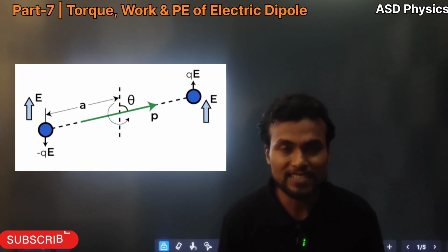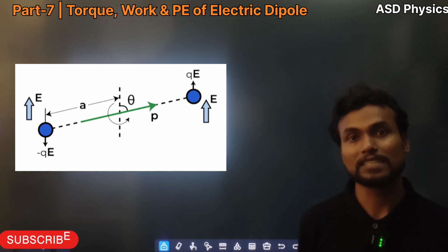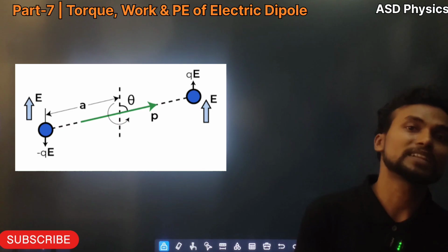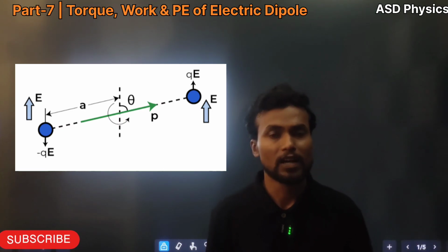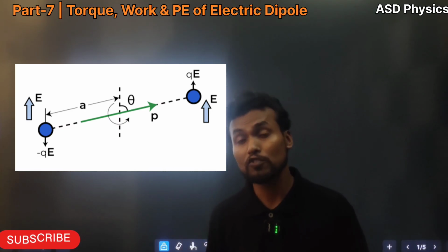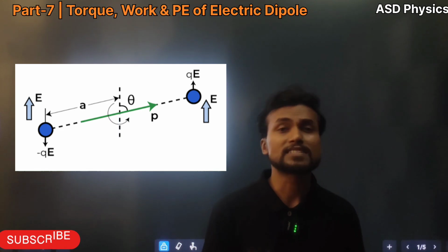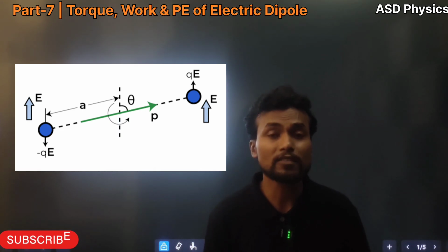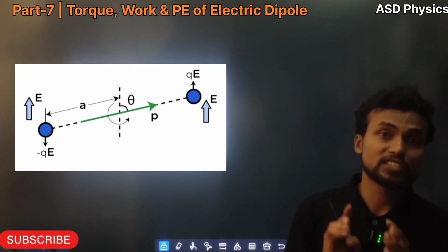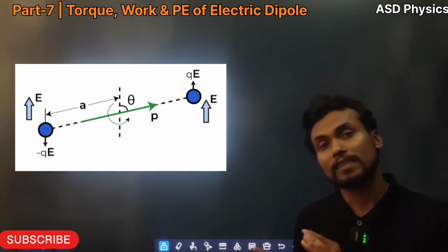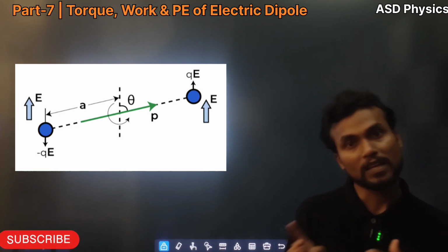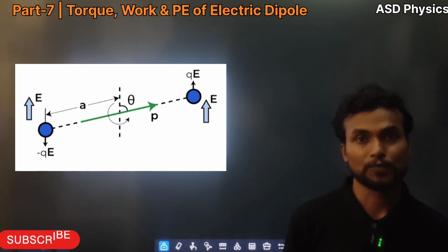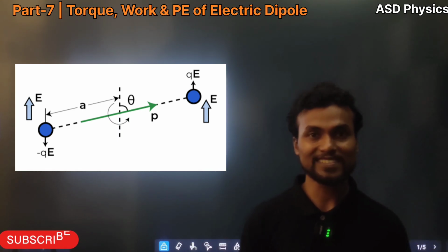So students, in this class we are going to learn about the derivation of the torque, that means when the dipole is placed in a uniform electric field, then how it will behave. After that we will see in a non-uniform electric field also, then we will see work done to rotate the dipole in a uniform electric field. Then after that we will learn the potential energy concept and where the dipole will be in stable equilibrium, unstable equilibrium, and we are going to see the reference position also. Okay, so all these things students, let's learn.